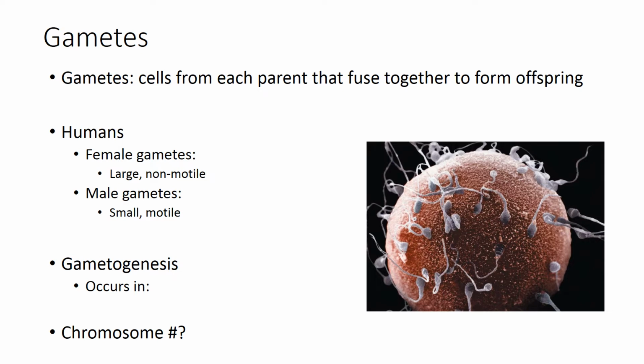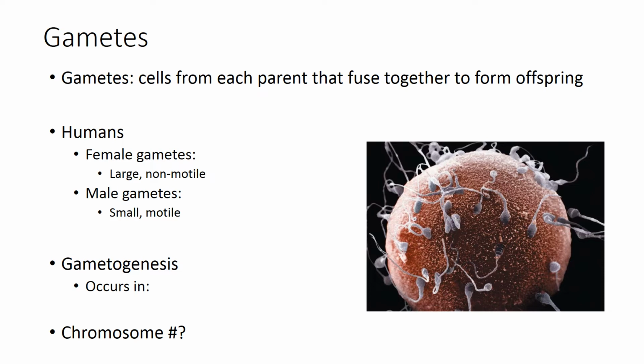They are much smaller, so you can see from our picture over here, here's a sperm cell, and this big one is the egg cell. Very, very different structures for these two gametes in humans. And they are motile, so their tails are a flagella. They actually spin to help them move.